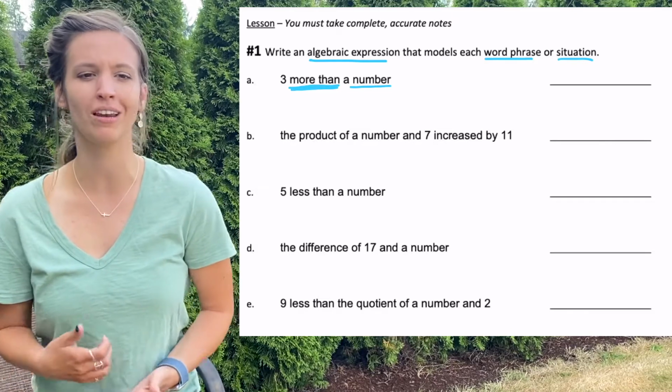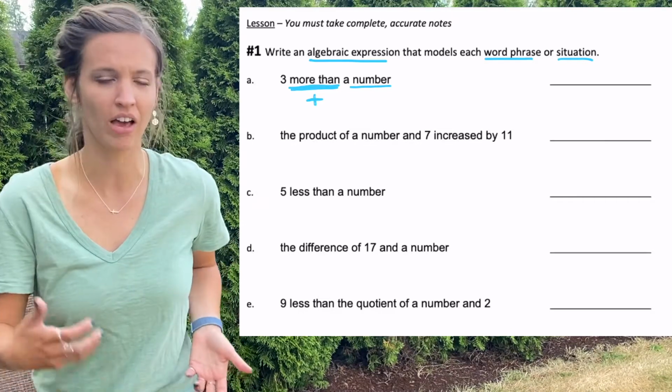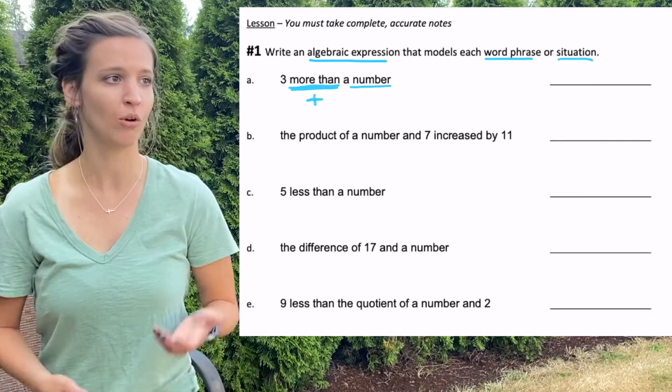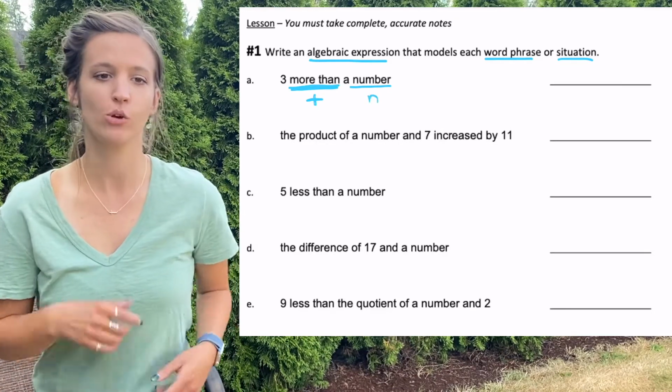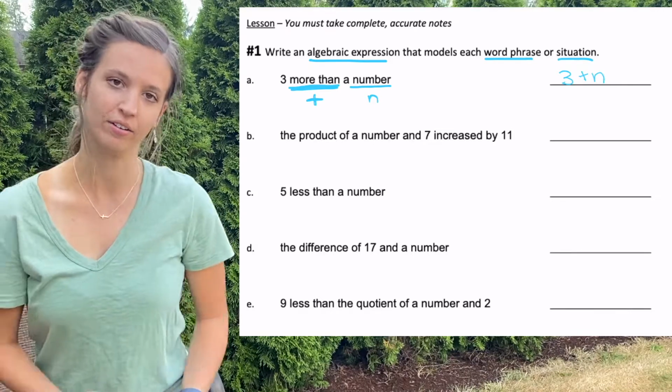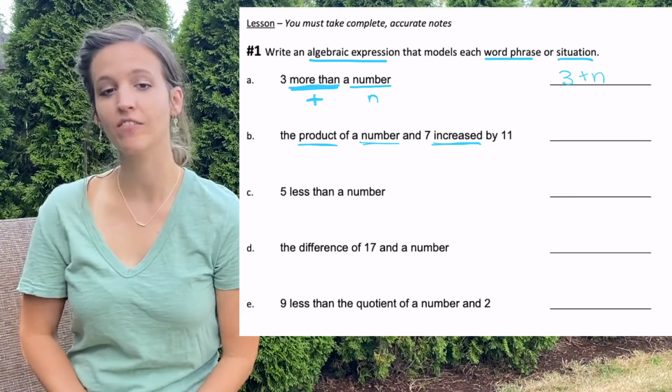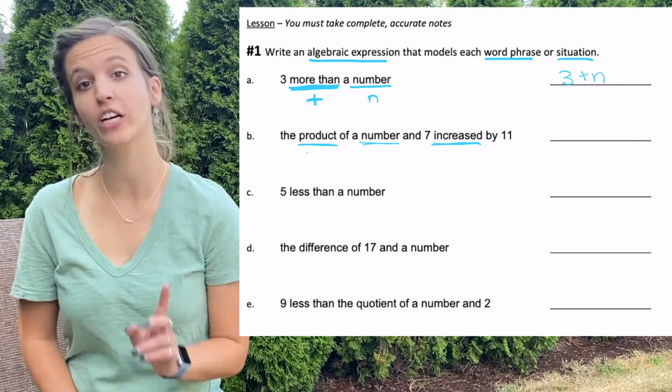So 3 more than a number. Well, more than, I'm adding, and a number could mean any variable you want. You could use x, you could use n. I'm going to use n for this one. So 3 plus n.